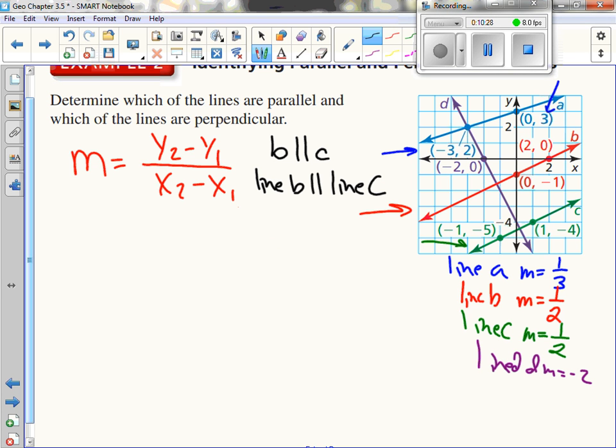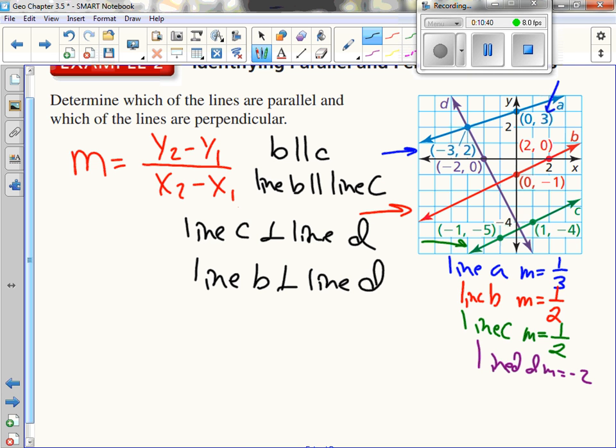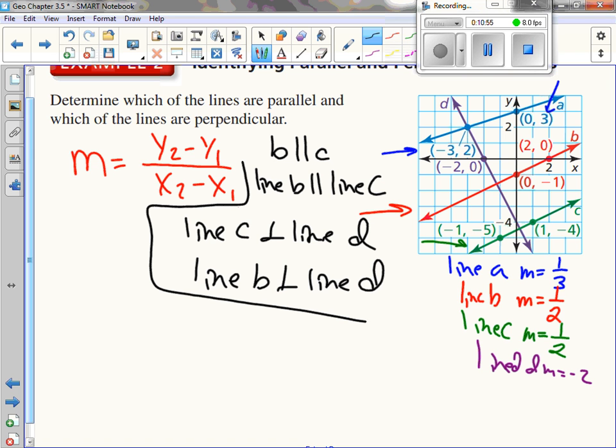So what that tells me is that line C is perpendicular to line D. We also have what? That line B is perpendicular to line D. Because since C and B are parallel, and D is perpendicular to C, it also has to be perpendicular to B. Any questions on this here? Any questions on this problem here?